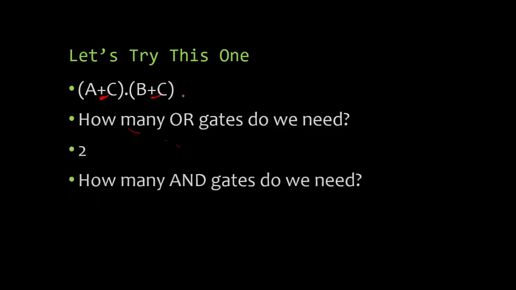How many AND gates do we need? Well, I'm looking for that dot and I see that dot right here in the middle and I know that I need 1 AND gate. So that is what I would use to build my logic circuit. I would put those gates together. But let's take a look at some practice problems here and understand how to draw these.